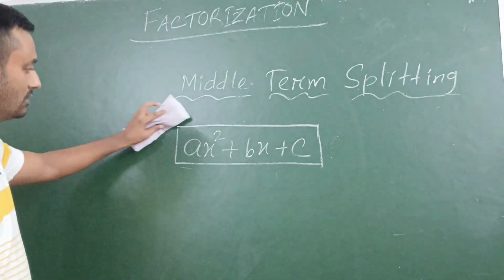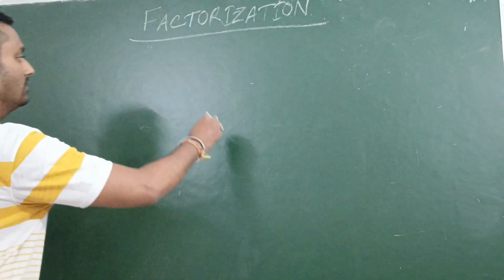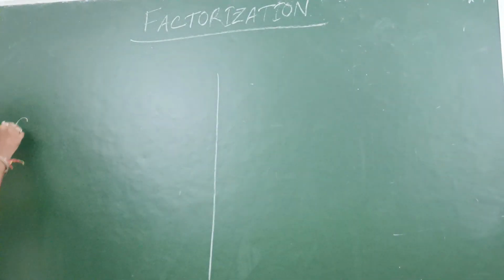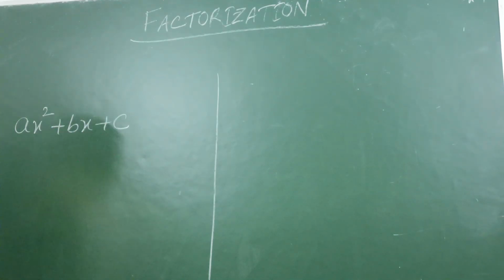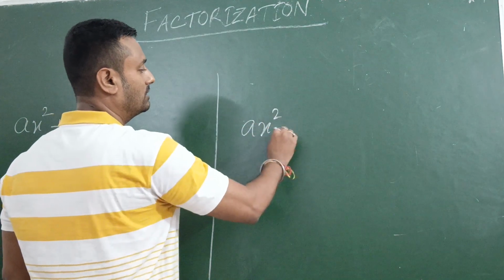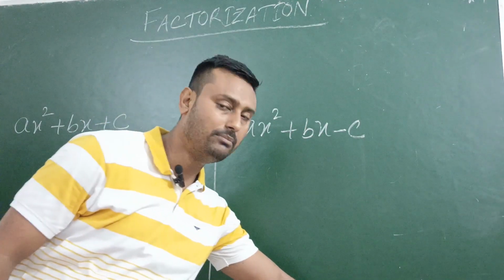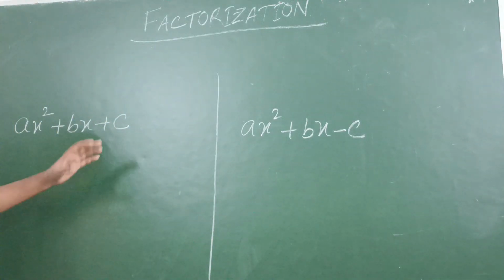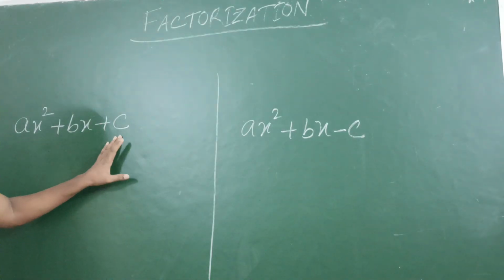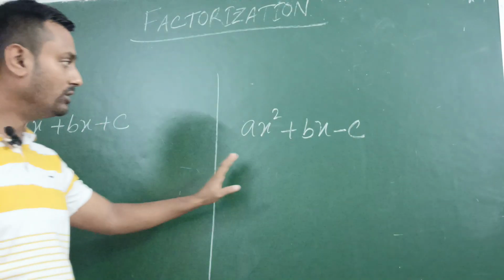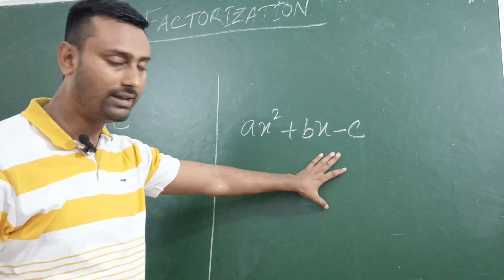Okay. So let us consider two types of quadratic polynomial. The first one is ax square plus bx plus c. And the second one is ax square plus bx minus c. So in this case, if you see carefully, I am writing two types of polynomial, same quadratic polynomial, but in the first polynomial, the sign of c is positive. And in the second polynomial, the sign of c is negative. So there is a difference when c is negative and c is positive.